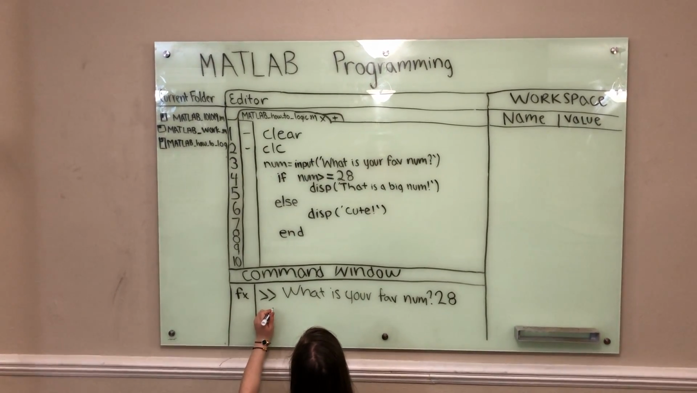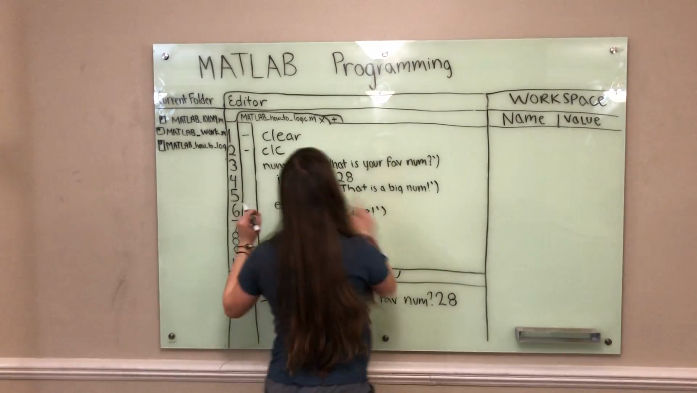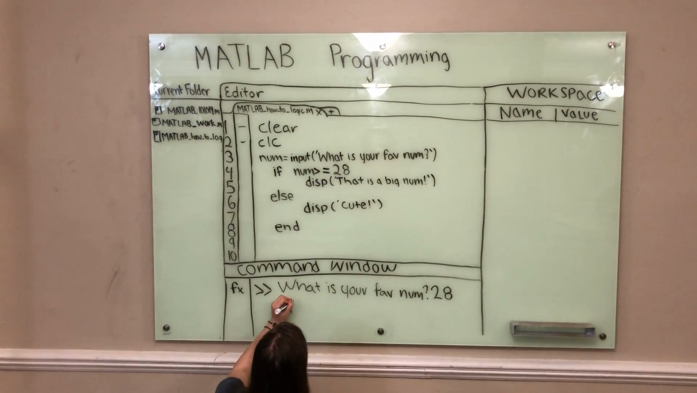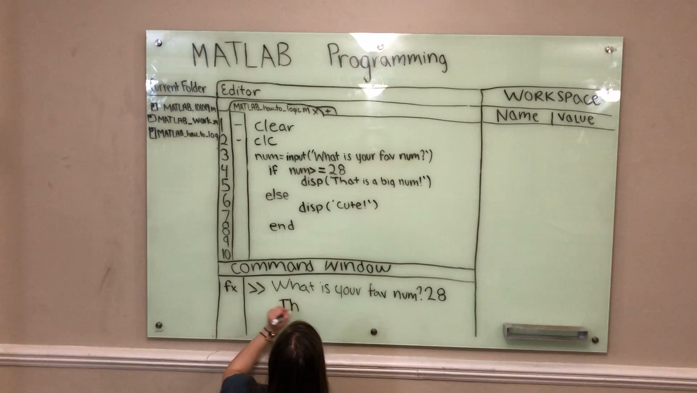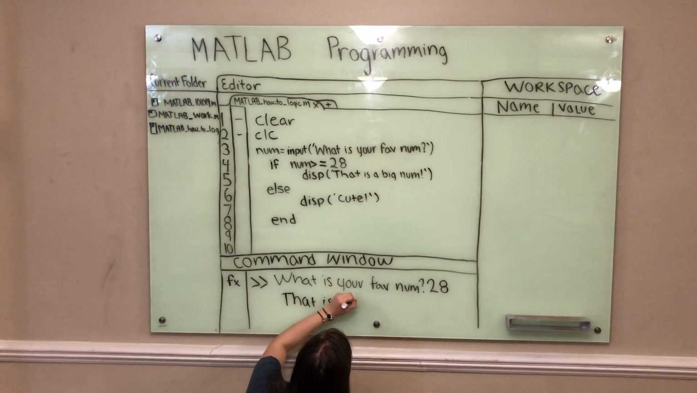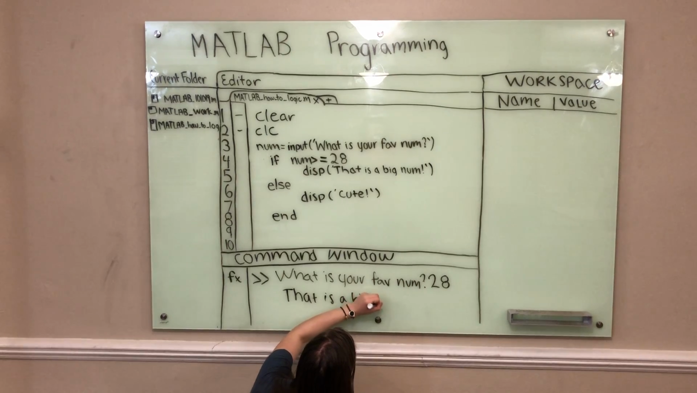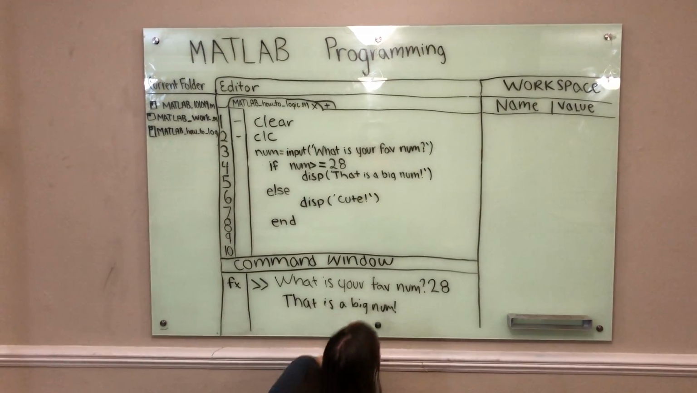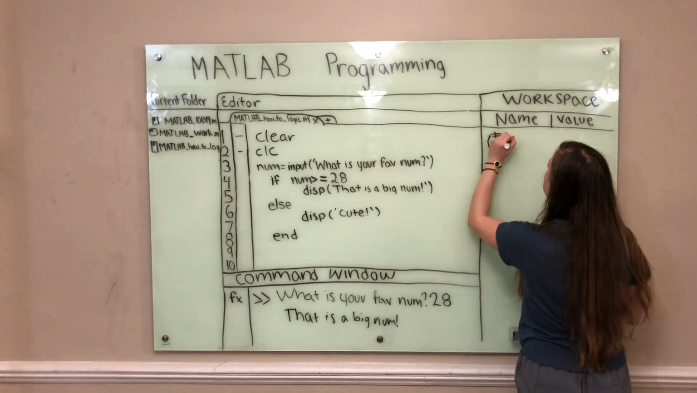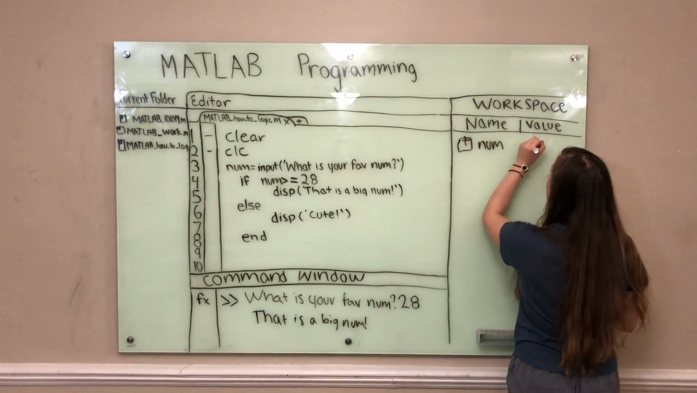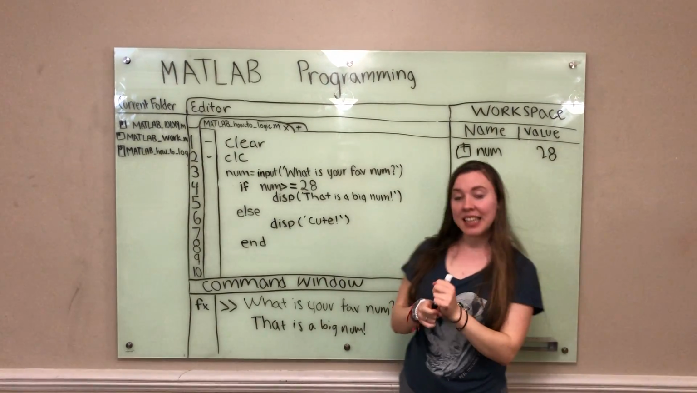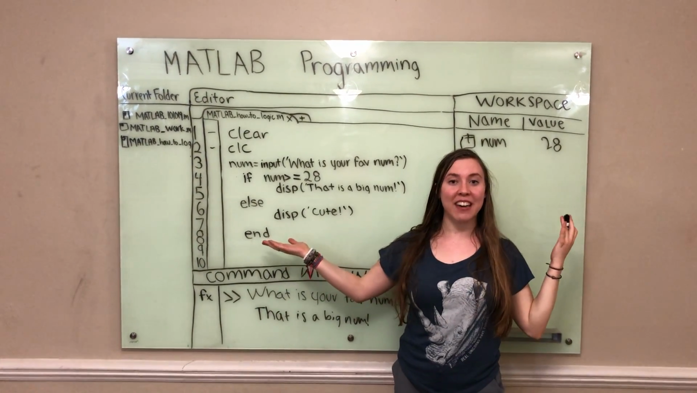and then so if my number is equal to or greater than 28, it's going to display, that is a big number. As well as in the workspace, it's going to show up as num and 28 to show that that's the name of our variable. And that's just a quick little snippet into how to use the logic block.